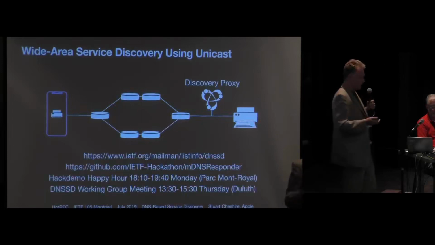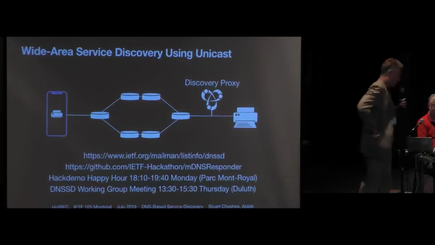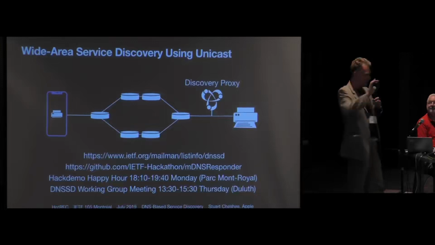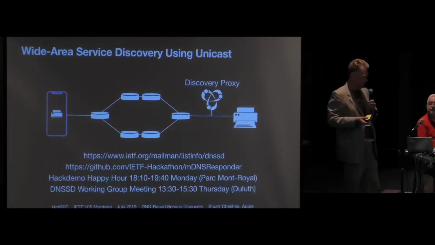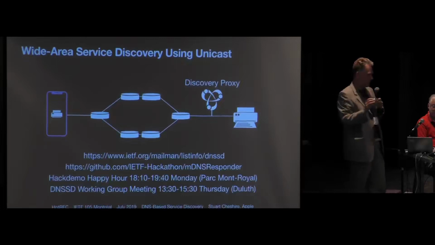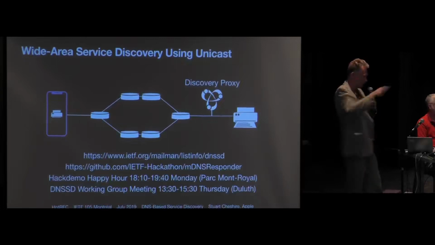We'd love you to get involved. You can join the DNSSD mailing list. You can check out the code from the IETF hackathon. We have an OpenWRT package for this little OpenWRT router. In about 5 minutes, you can add a discovery proxy to this and have one running on your own home network. We'll be showing this at the Hack Demo Happy Hour tomorrow, just across over there, so you can come and see it working for yourself.